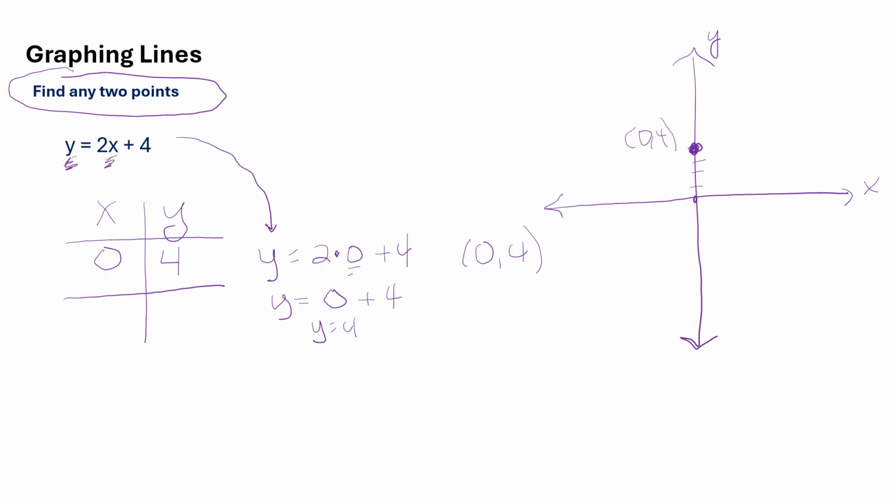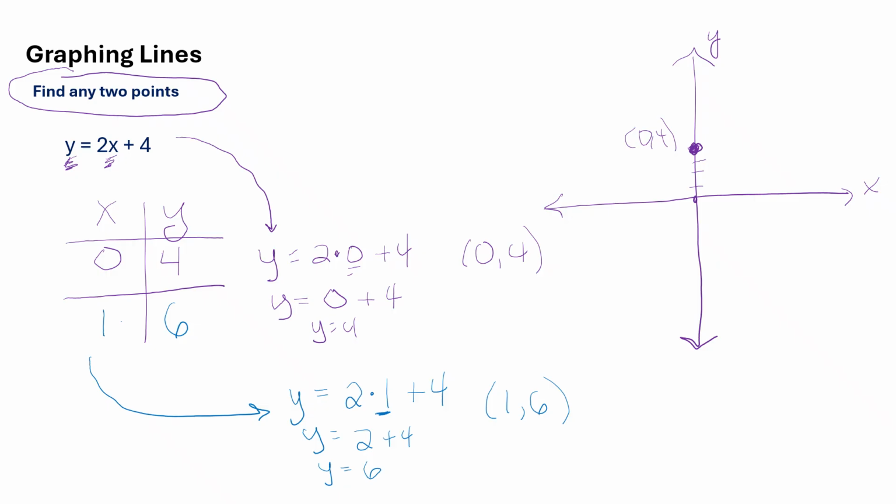So I need 2 points. So I got this one. Maybe I'll try when x is equal to 1, because again, that's another small number, not too complicated to plug in. And I'm just going to do that same equation again. So y is equal to 2 times 1 plus 4. So I'm putting this in for my x, still following the format y equals 2x plus 4. So this means that y is equal to 2 plus 4, or y is equal to 6. So when x is equal to 1, y is equal to 6. So I also have the point 1, 6 on my line.